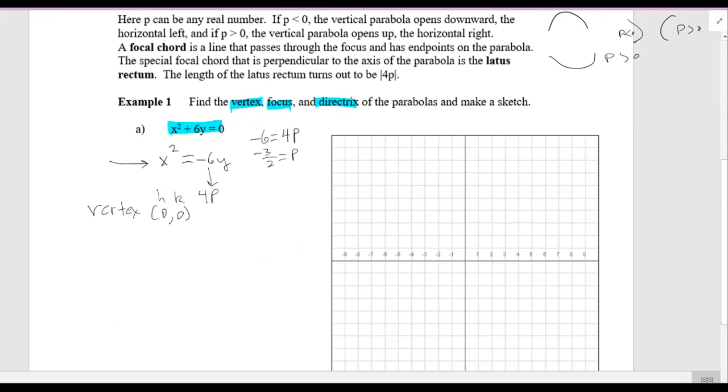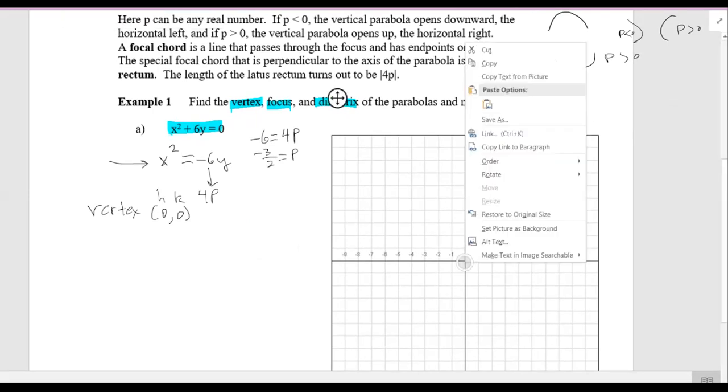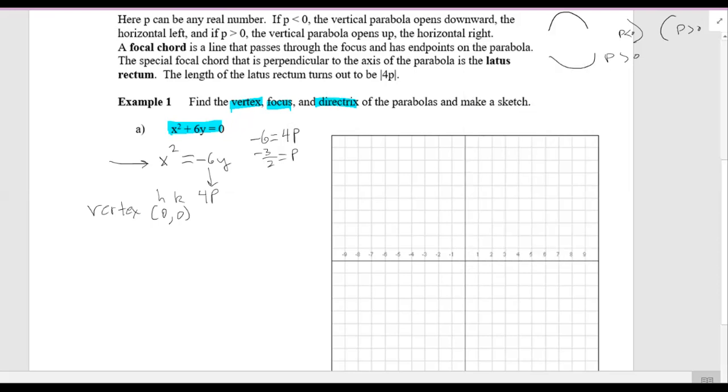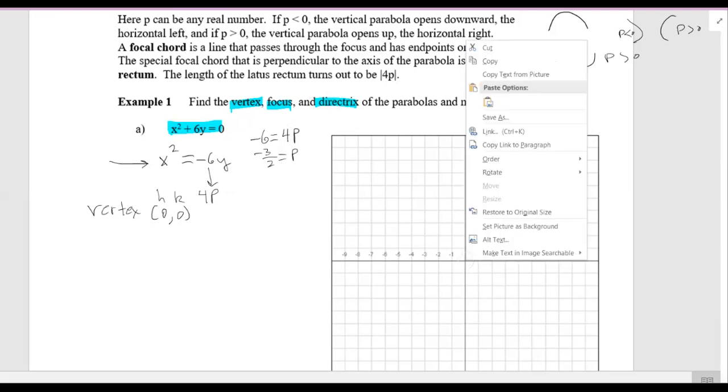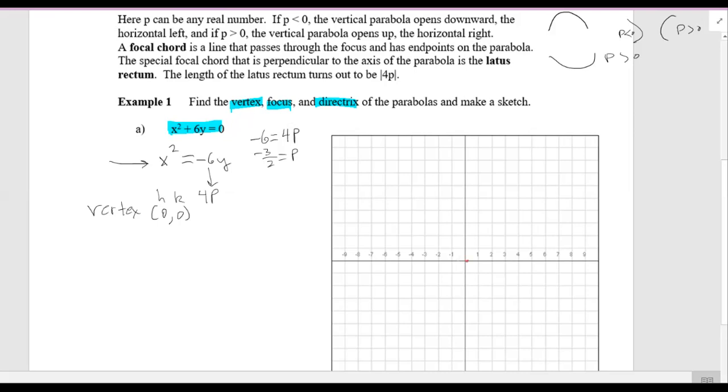Okay, now let's start drawing this thing over here. I'll use this red one here. Okay, so here is the vertex. And now because this p is negative, you know this thing's going to open down. And the distance from the vertex to the focus is going to be 3/2, but it's down this way. So it'll be right there. Okay, so that is your focus.